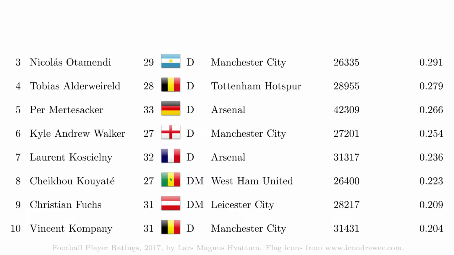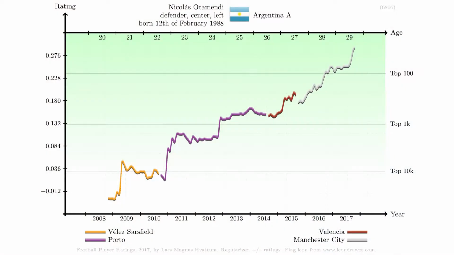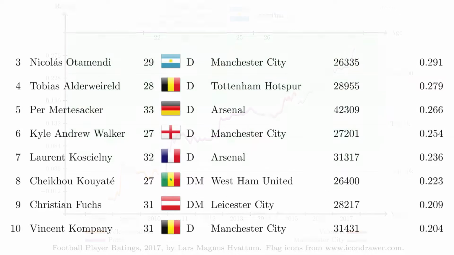Number 3, Manchester City's Nicolas Otamendi. With a rating of 0.291, he is actually ranked number 30 in the world among all players, according to the regularized adjusted plus-minus rating. We may also have a look at a graph depicting how his rating has evolved over time. In this graph, we have used regularized adjusted plus-minus ratings to calculate his rating at different points in time. For example, when he moved from Valencia to Manchester City at the age of 27, his rating was around 0.18. Since then, his rating has kept on increasing.